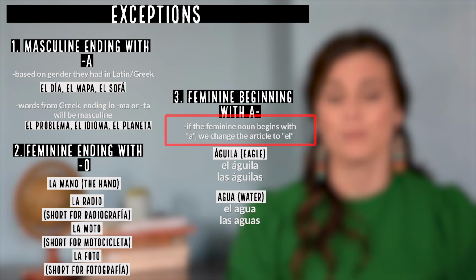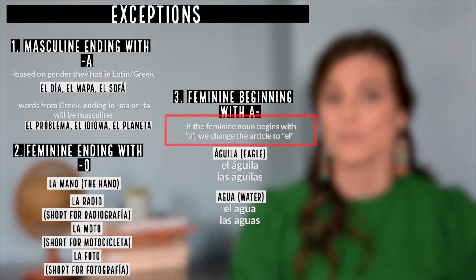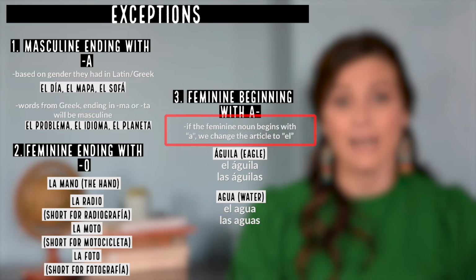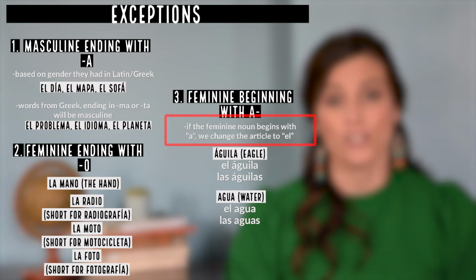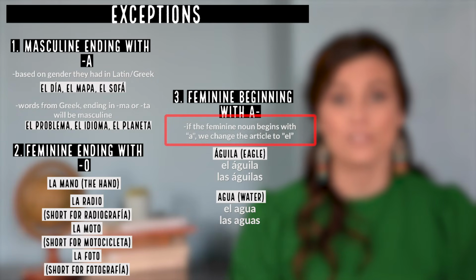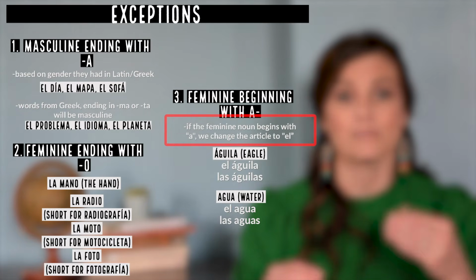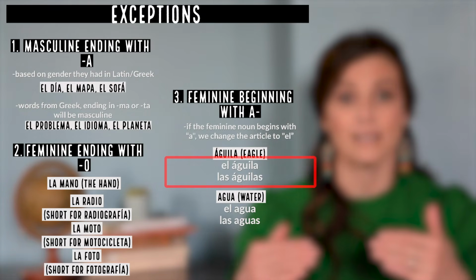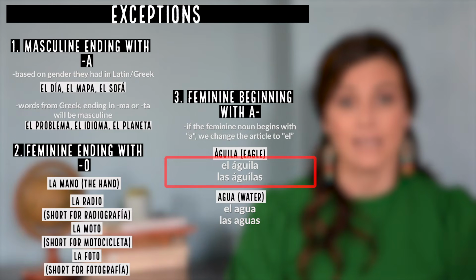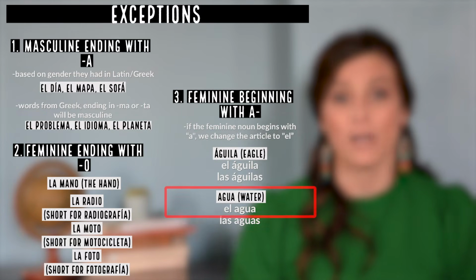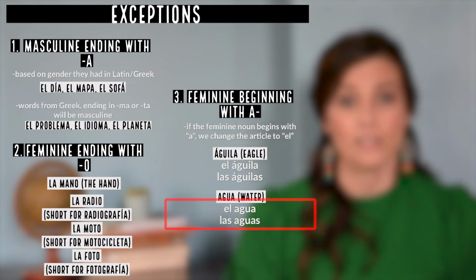Sometimes the word is feminine, but if the noun begins with an A, such as the word águila, instead of la, we change the article to el so that the two A's are not right next to each other. So instead of la águila, to break up the sounds, it becomes el águila. The plural would be las águilas. The same is true for agua. It is el agua in the singular, but plural it is las aguas.